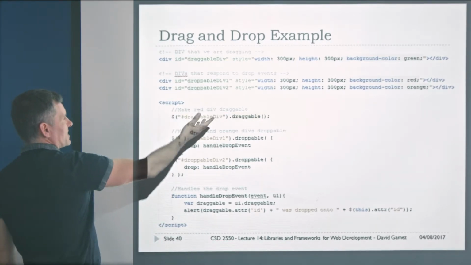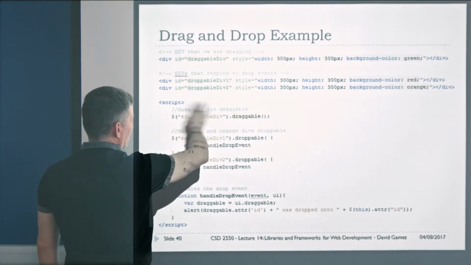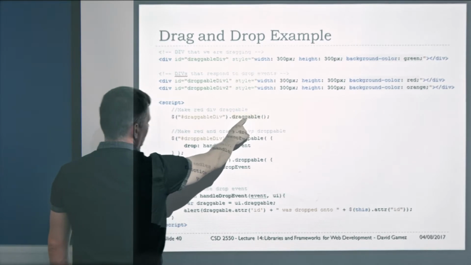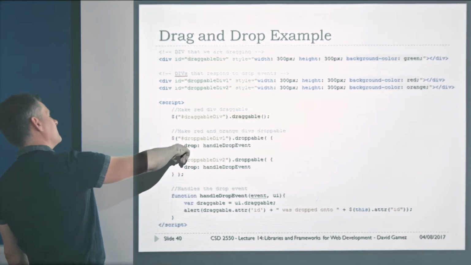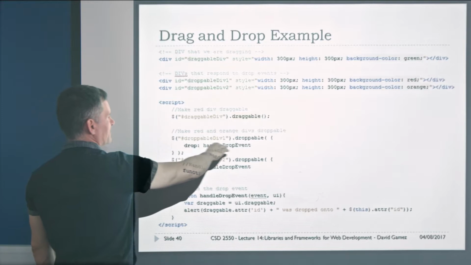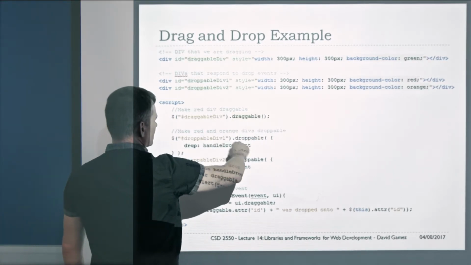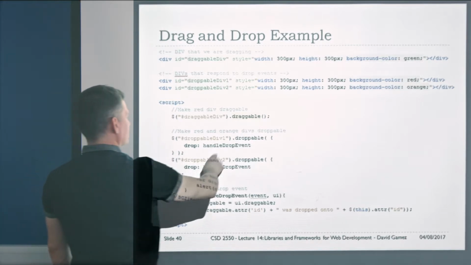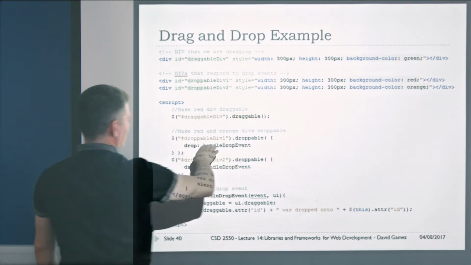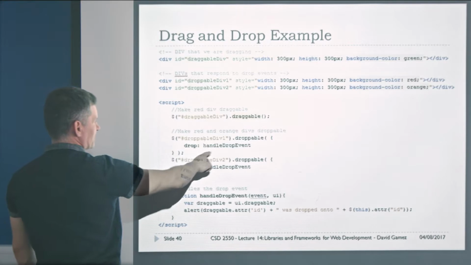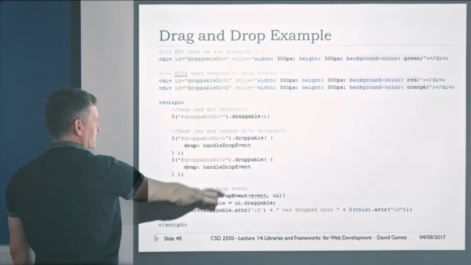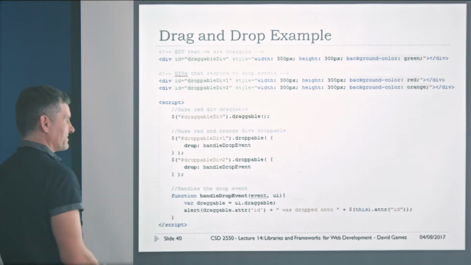And to make the div draggable, it's so easy. We just pick out the div using the selector, and then we call the draggable method. And then we grab our droppable divs and make them droppable. Then we specify what happens when the drop event happens. So when something's dropped on there, we're going to call the handle drop event function, which is here. So both of these call the handle drop event function.